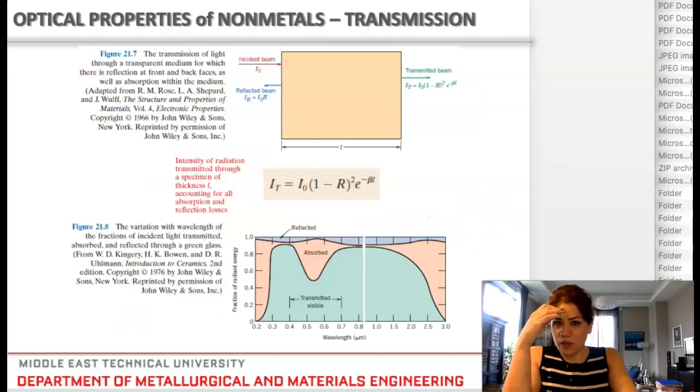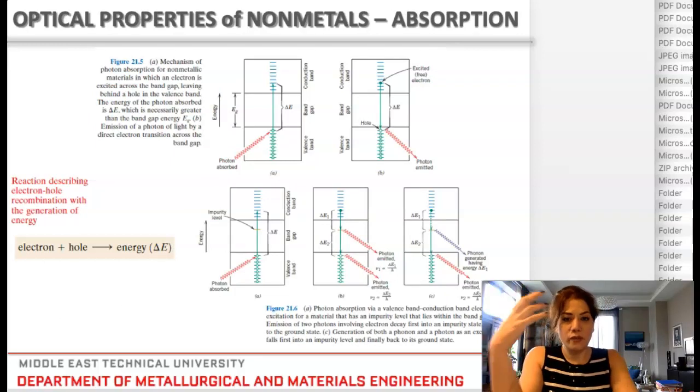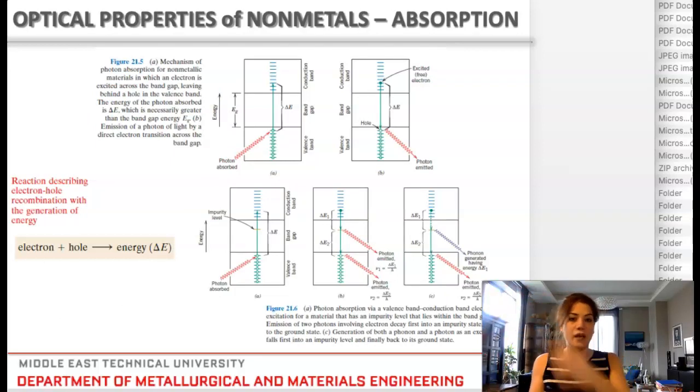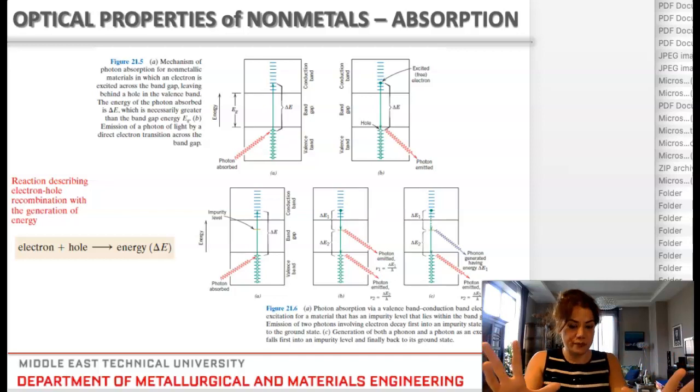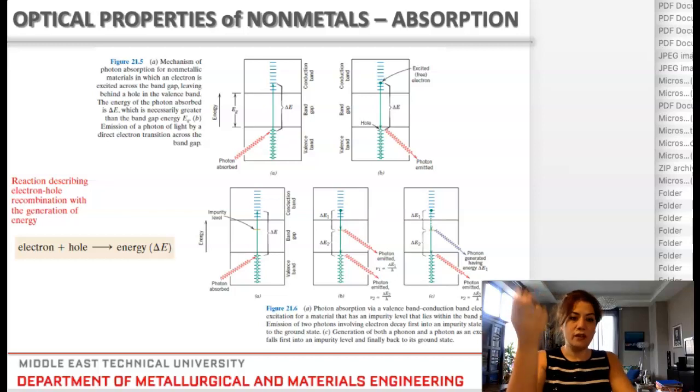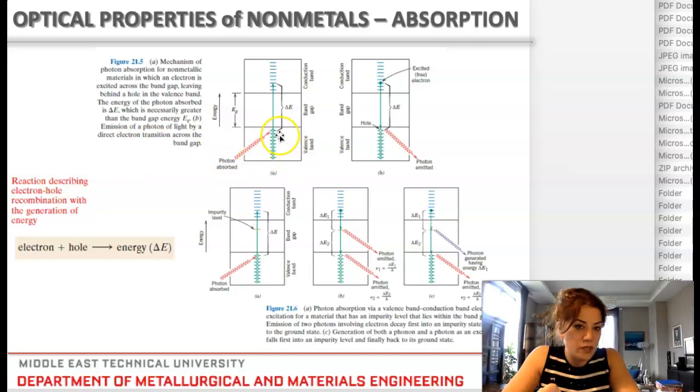Let me ask you a question. The interaction between matter and light is reflection, transmittance, and absorption. For a non-metal to have this absorption process, light comes in, and a certain amount is reflected back because of the refractive index difference. And then after that, what happens? That light's photon energy is absorbed. How much energy is required to be absorbed? At least the band gap energy.